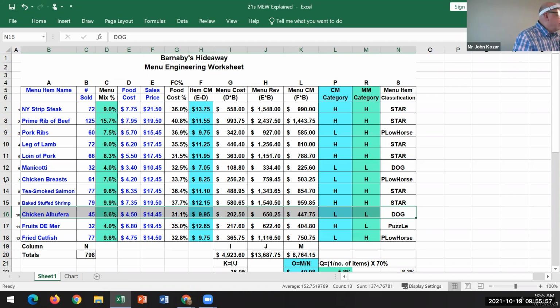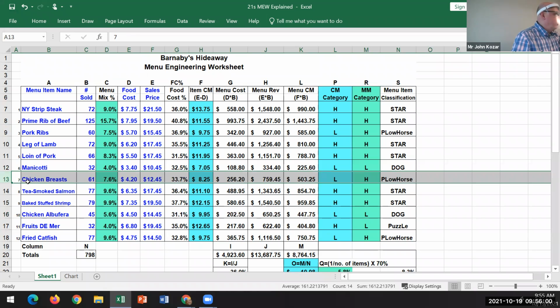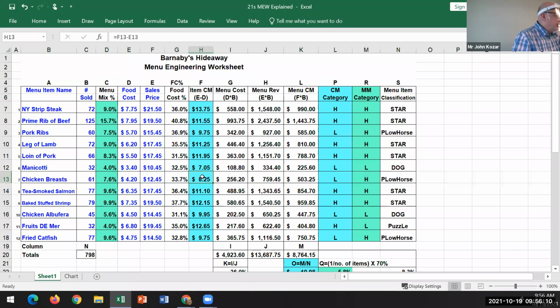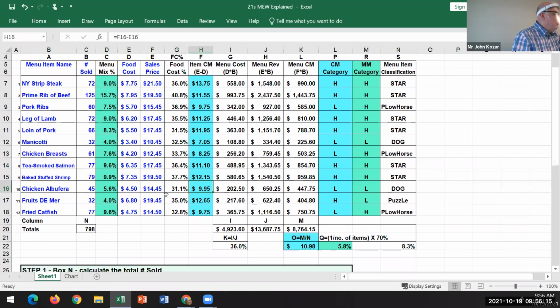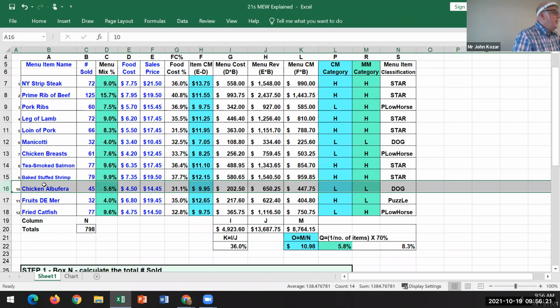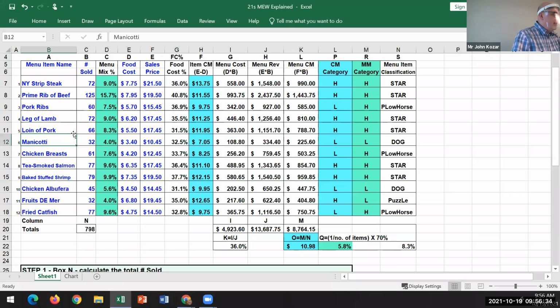The other thing is, we have a chicken item on the menu already. We have chicken breasts, and those are selling above average, although they have a pretty low contribution margin, lower than the chicken albufera. So it could be that one of them is cannibalizing sales from the other one since they're both chicken dishes. So we might consider getting rid of one or just getting rid of both of those and having a whole different chicken dish. That's a possibility.